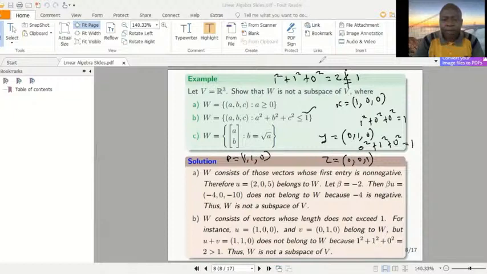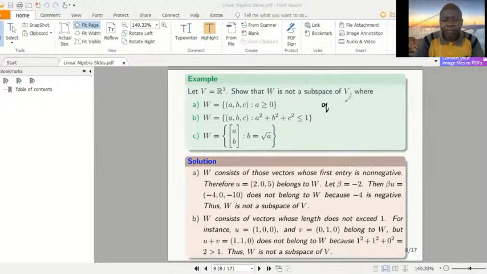Let's try another vector Q, a quarter, 0, 0. We're not given conditions on whether the elements should be fractions or whole numbers. Let's see. What is a quarter squared? Plus 0 square plus 0 square, the same as 1 out of 16. 1 out of 16 is less than 1. So this vector is in W.